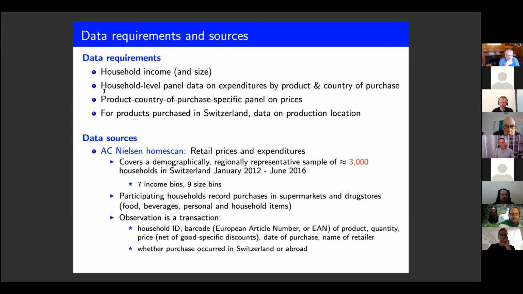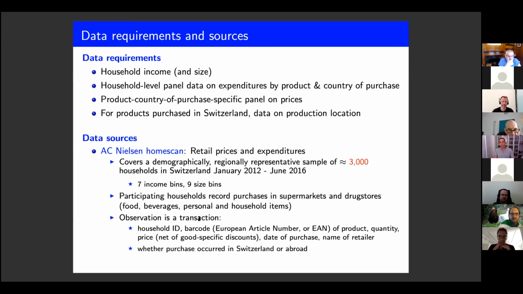So we get a lot of this information in this AC Nielsen data set. It's a home scan data covering about 3,000 households over this time period. Households are going to be binned into seven income groups and into seven size groups from 1 to 9. And the households in this data record purchases in supermarkets and drugstores. So this is basically covering things like food, beverages, personal and household items.